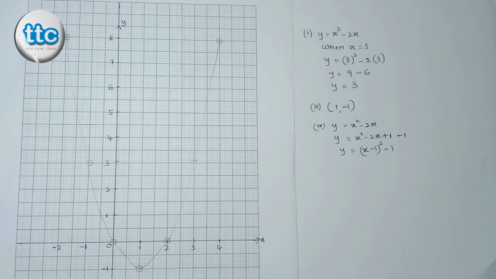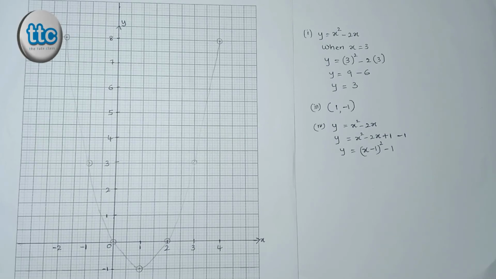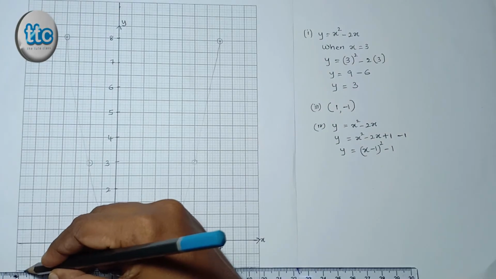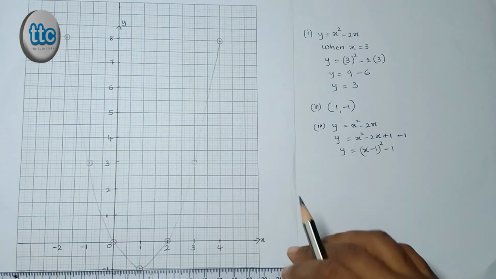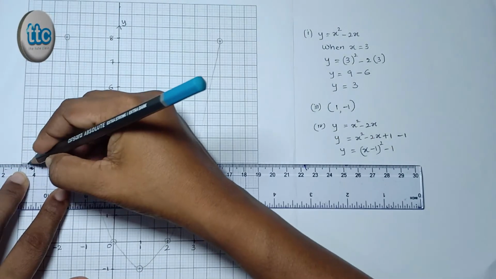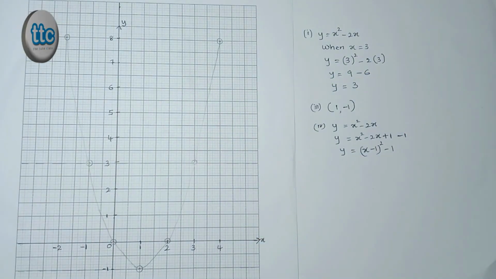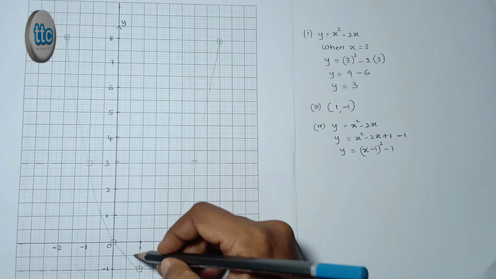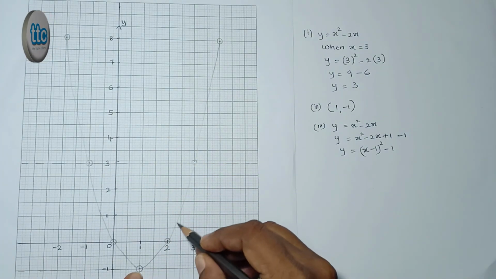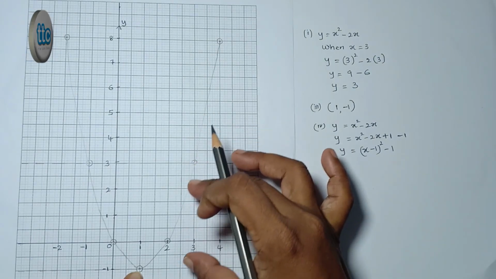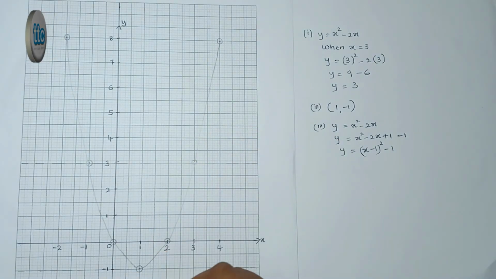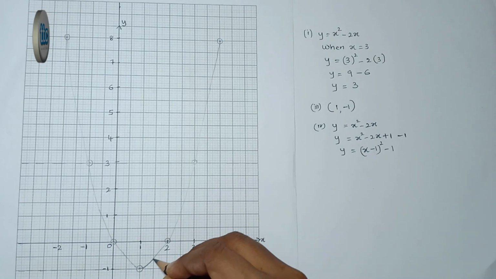The next part: write the interval of values of x on which the function increases within the interval minus 1 and plus 3. We will draw the y equals minus 1 line, draw the broken lines, and then y equals plus 3. The question asks the values of x on which the function increases. So you know the function starts increasing from this point onwards, within this interval minus 1 and plus 3. So I will highlight this part.